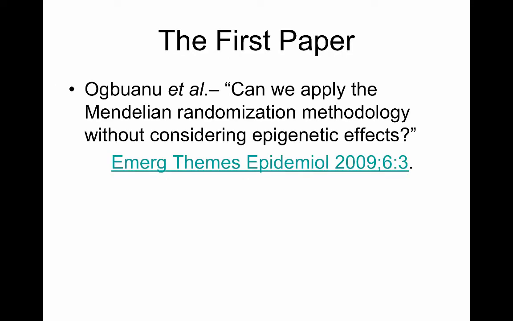The very first paper that even mentioned epigenetics in Mendelian randomization in the same sentence, and that paper is cited here on this slide, actually presented epigenetic changes not as the exposure or the outcome, but as a boogeyman, as a threat to the validity of Mendelian randomization studies. To Obuanu and others, the authors of this paper, epigenetics was actually a really bad thing for causal inference. Let's explore why.